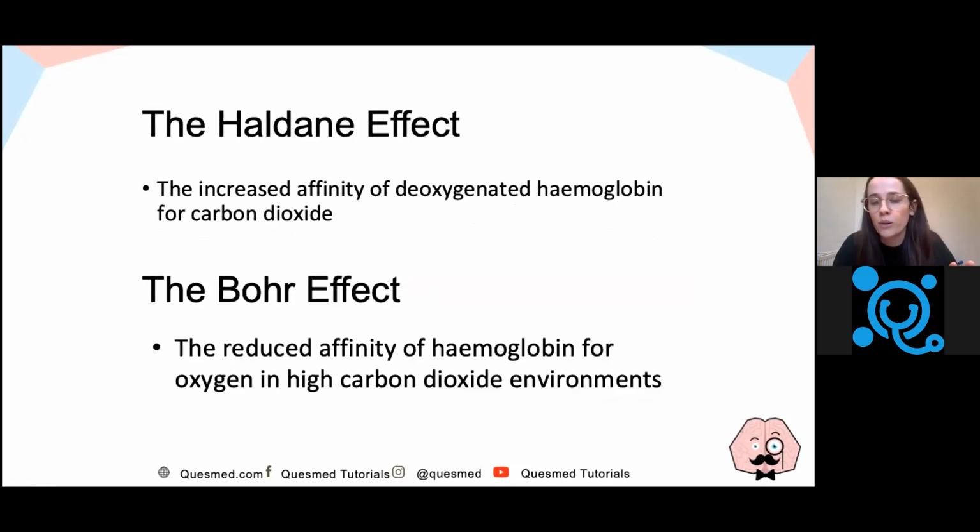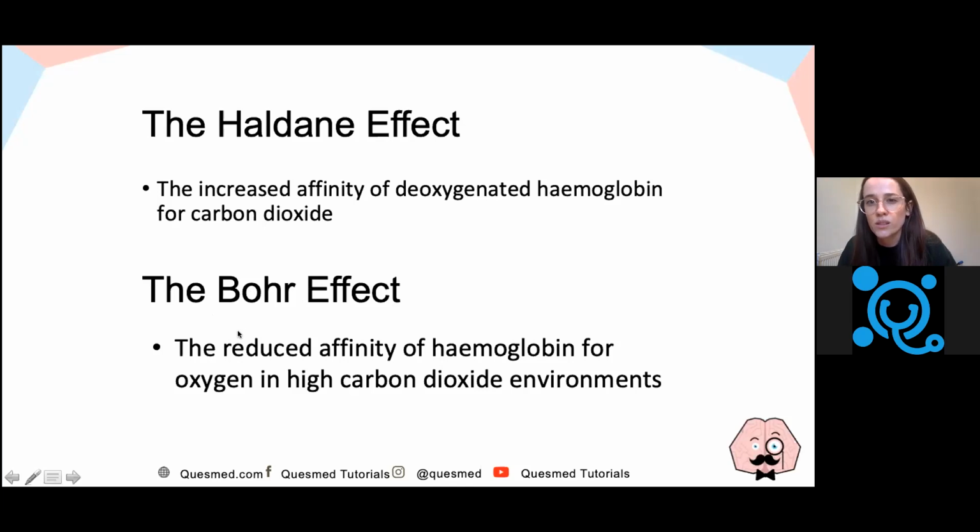So we have a couple of eponymous names here. That means someone has named a thing after them. So we've got the Haldane effect. The Haldane effect is the increased affinity of deoxygenated hemoglobin for carbon dioxide. And then we have the Bohr effect as well. The Bohr effect is the reduced affinity of hemoglobin for oxygen in high carbon dioxide environments.